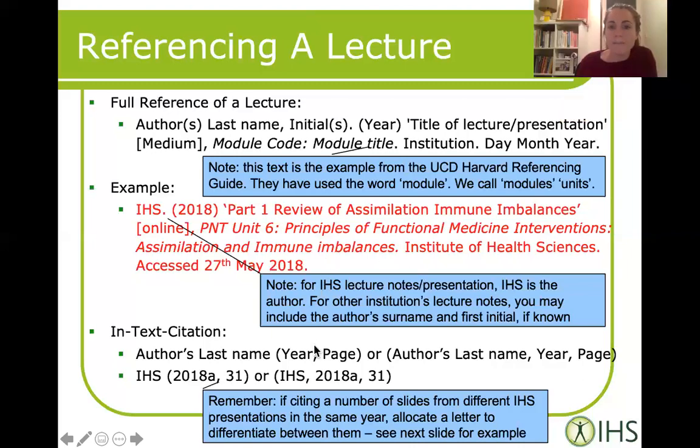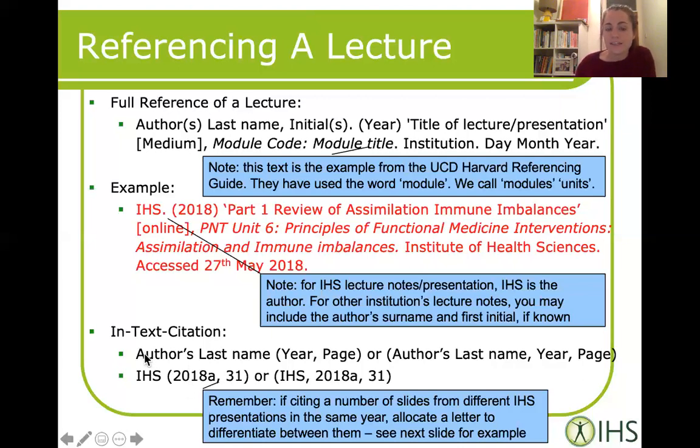We will give you feedback on this if you're not doing it correctly, and it's really important that you respond to that feedback and then update it. Sometimes you might get it right the first go, that's great. But if you don't, we will give you that feedback. So it's important that you take it on board, and very quickly you'll just know how to reference an IHS PowerPoint.